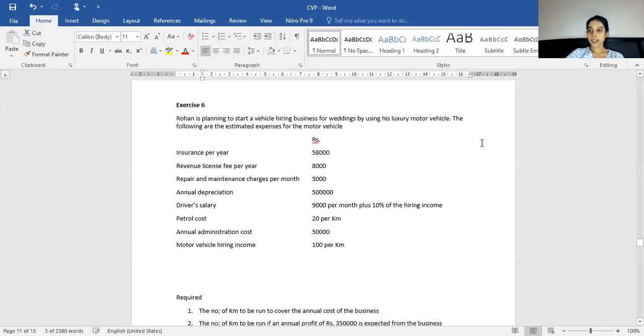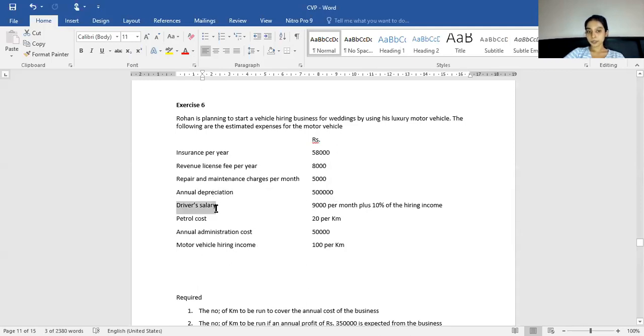Okay, so now let's have a look at exercise number 6. So Rohan is planning to start a vehicle hiring business for weddings by using his luxury motor vehicle. The following are the estimated expenses for the motor vehicle: insurance per year, revenue license per year, repair and maintenance charges per month, annual depreciation, driver's salary, petrol cost, annual administration cost, motor vehicle hiring income.